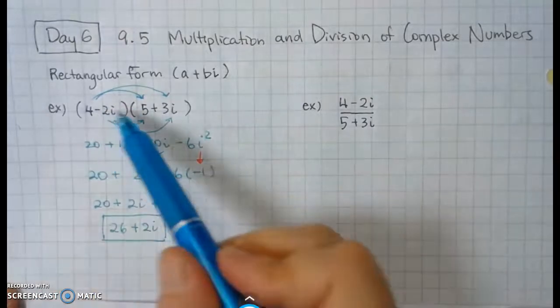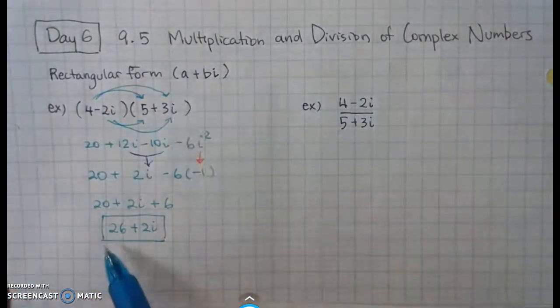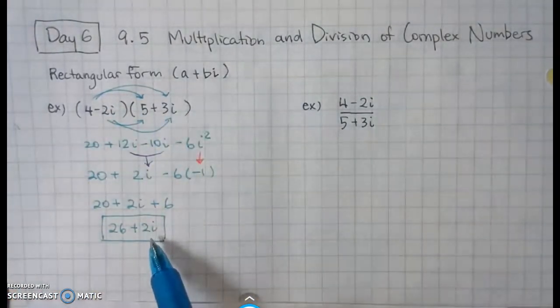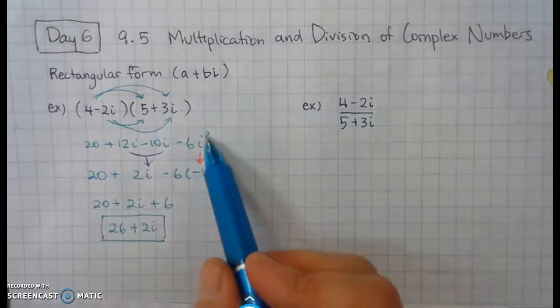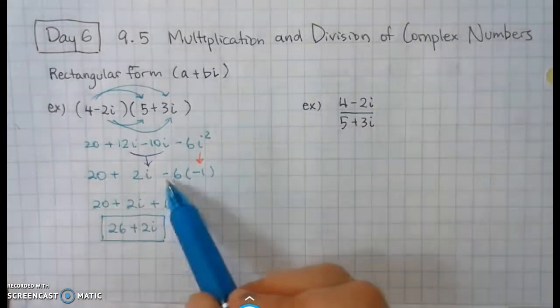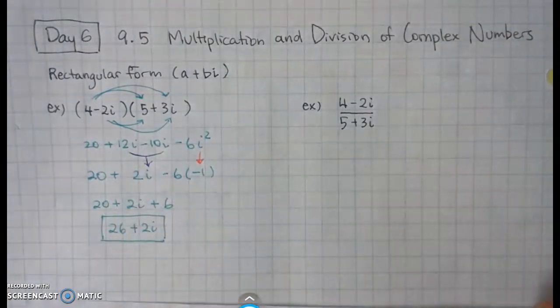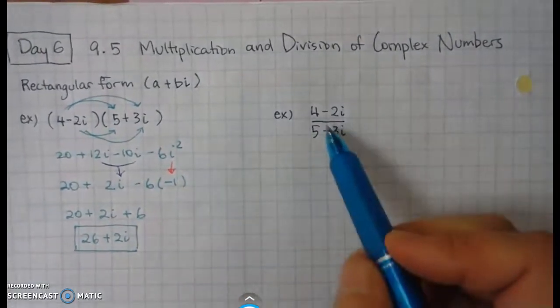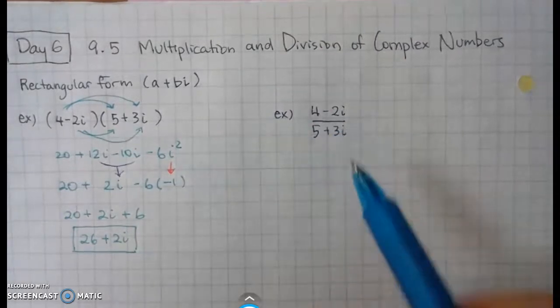So when you multiply two complex numbers, you are going to end up with another complex number. Okay, and remember that i squared is the same as negative 1, so it simplifies to just a number. Alright, so then let's try to tackle this where we are dividing. Okay, how do I do this?